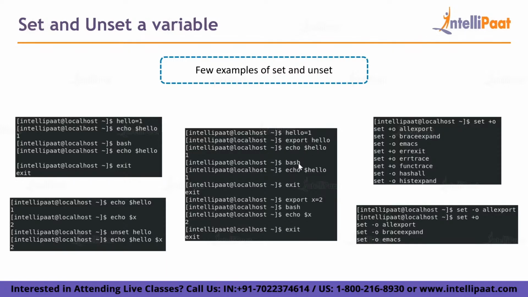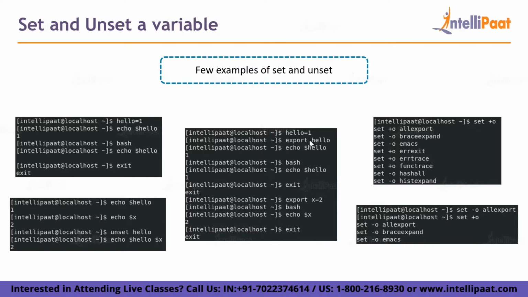Again, we are entering another bash, and under the bash we are trying to do that, but again we are getting the value. But in this particular example, you can see we entered another shell, but under that shell you cannot see the value of hello because it's a local variable. When you use export, it becomes a global variable.